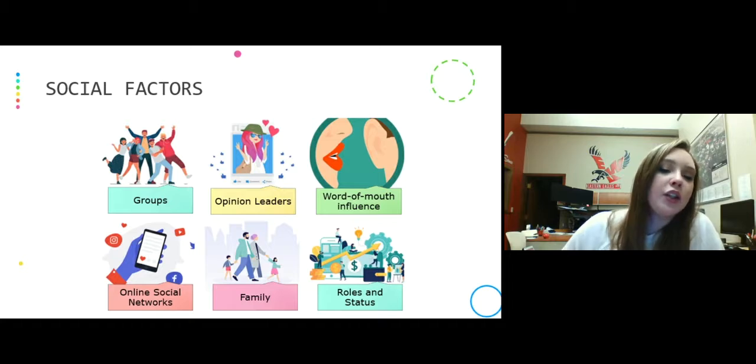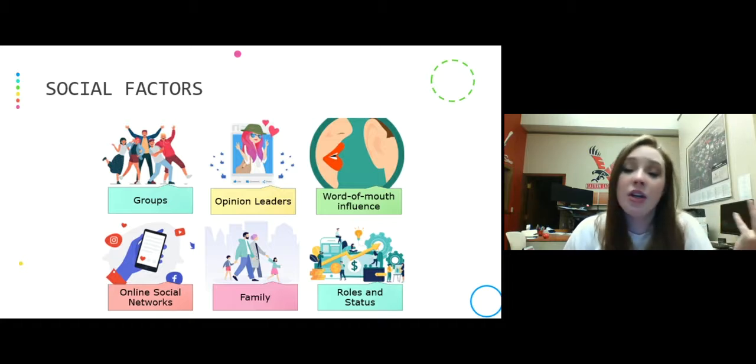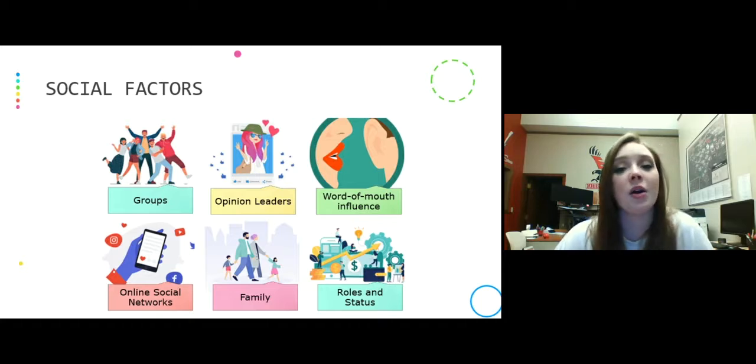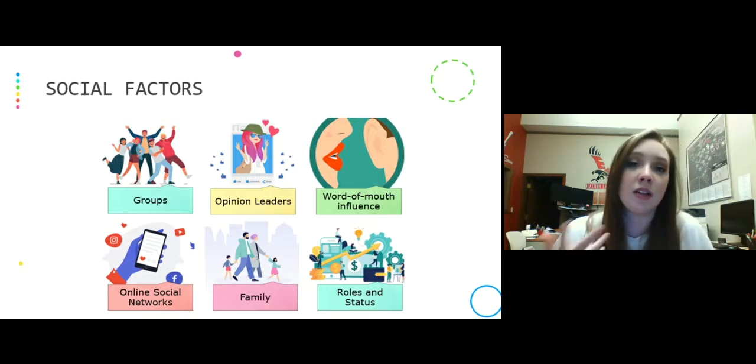Next, we have online social networks, and these are online communities where people socialize or exchange information and opinions. A great example of this is when you go to Instagram and you ask your friends, hey, where should I go to eat tonight? A couple of friends will recommend a couple of places, and you'll often choose from that list. That's a good example of how social networks influence where you go.